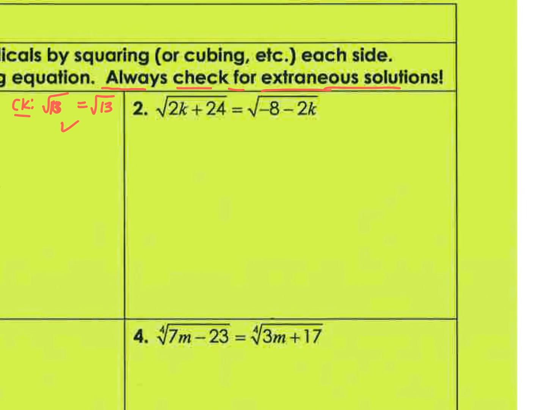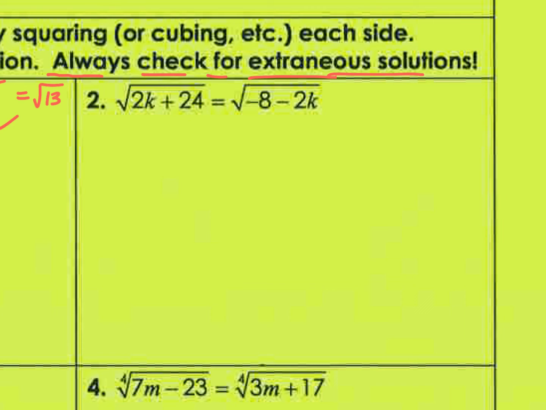So let's check, what are we going to do for number 2? How do we get rid of a square root? Since it's on both sides and they're both isolated, we square both sides again. So 2k plus 24. So now we finish solving. So see if you can solve this one.